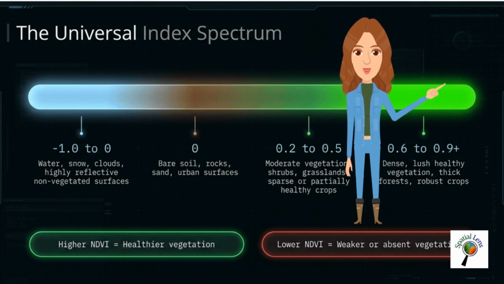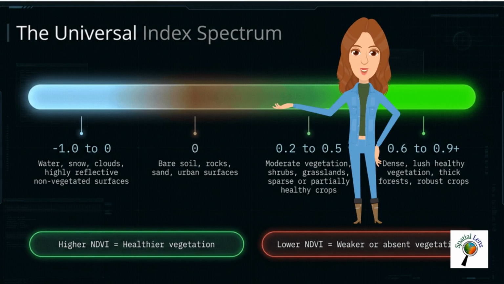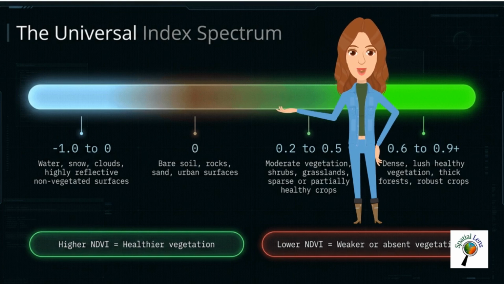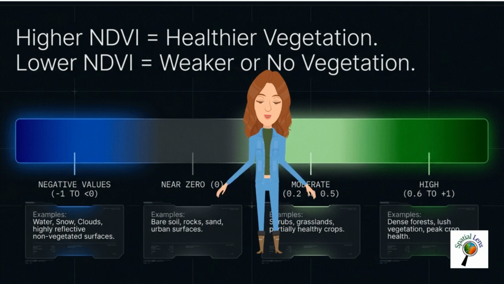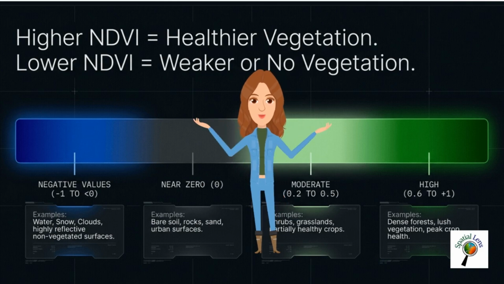NDVI near 0 often represents bare soil, rocks, sand, or urban surfaces. Negative NDVI values usually represent water, snow, clouds, or highly reflective non-vegetated surfaces. So in simple words, higher NDVI equals healthier vegetation. Lower NDVI equals weaker or no vegetation.